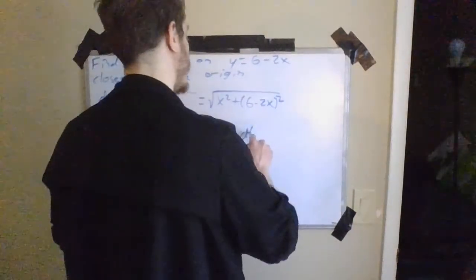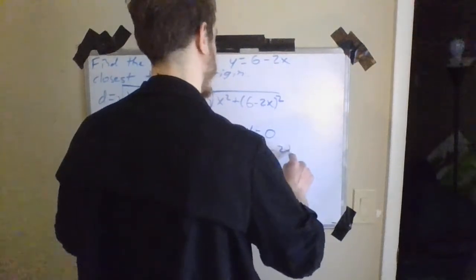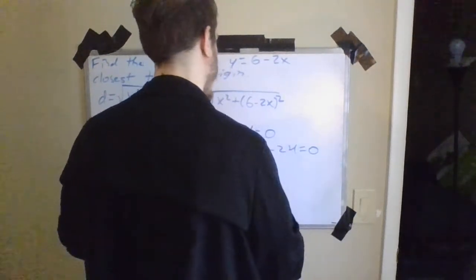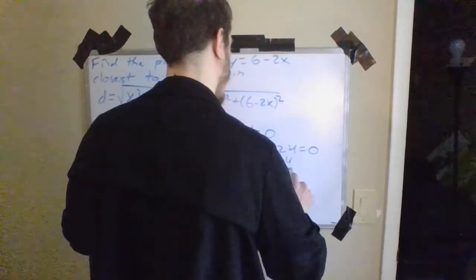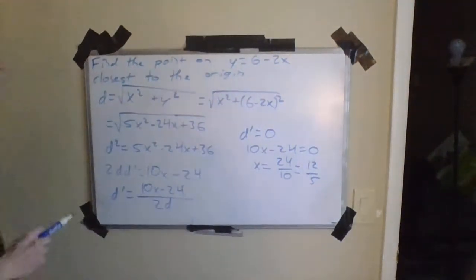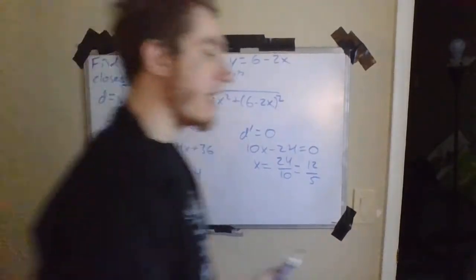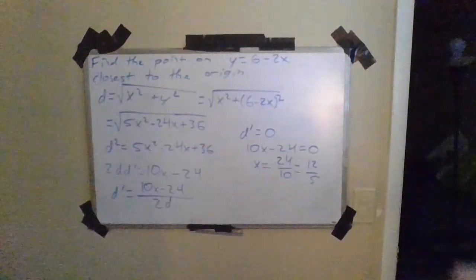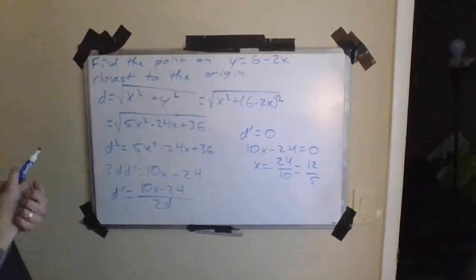So if we set d prime equals 0, this is the same as 10x minus 24 equals 0, and that gives me x equals 24 over 10, which is going to equal 12 over 5. Because I don't actually need to worry about the distance here, I can just multiply both sides by the distance. The problem is I now need to show that this really minimizes the distance.